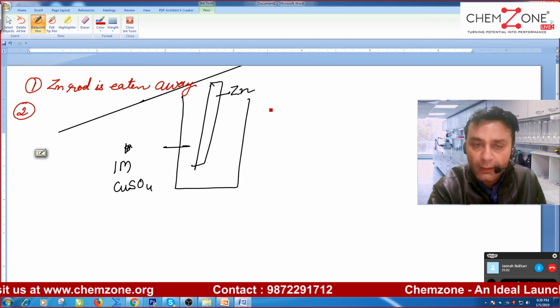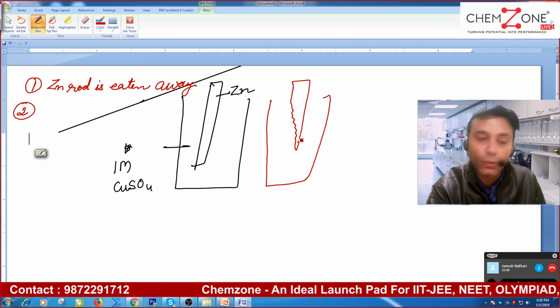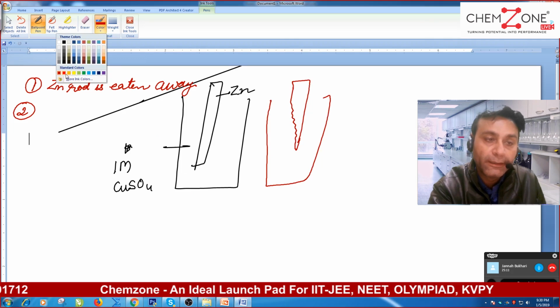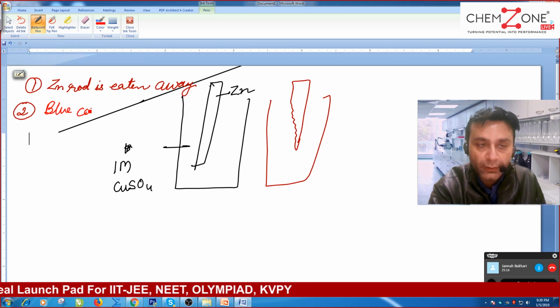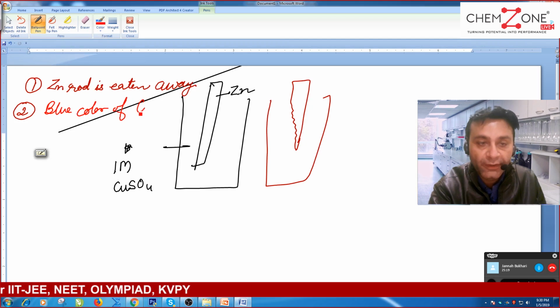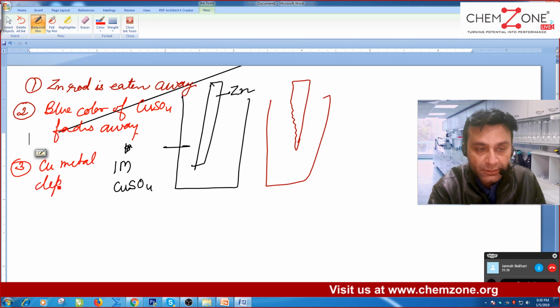Zinc rod is eaten away. It means it happens like this: the zinc rod gets dissolved. That's what I mean by eaten away. Second, the blue color of copper sulfate fades away. Number 3, copper metal is deposited at the bottom.